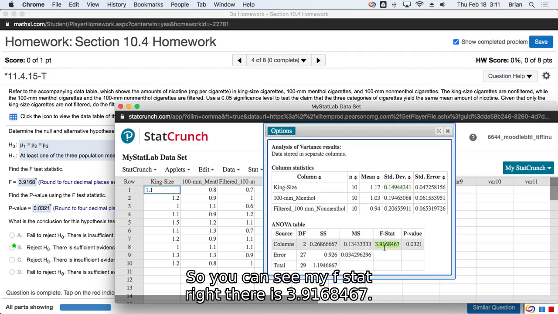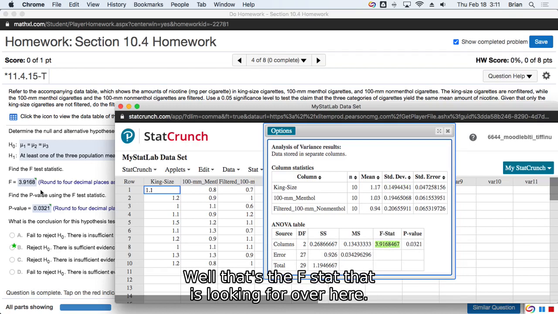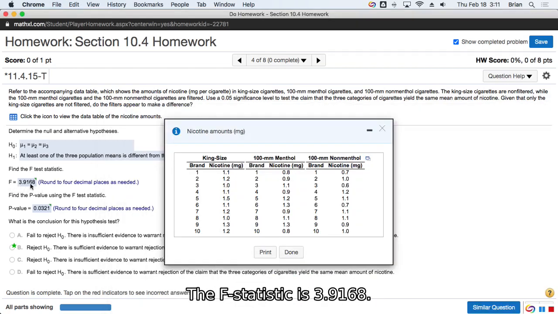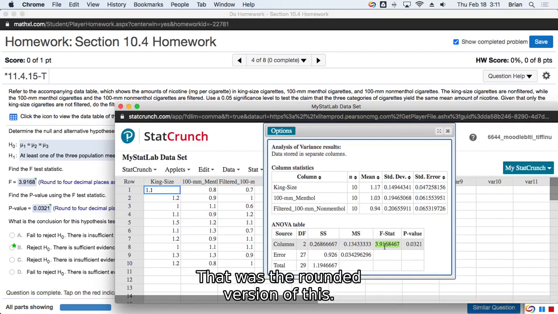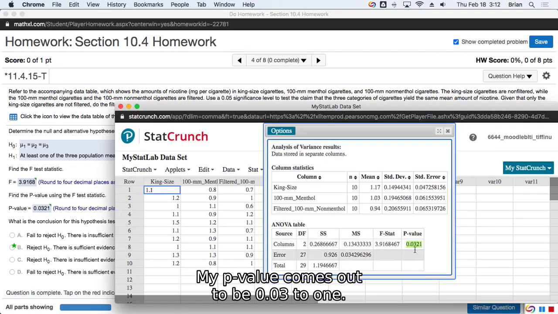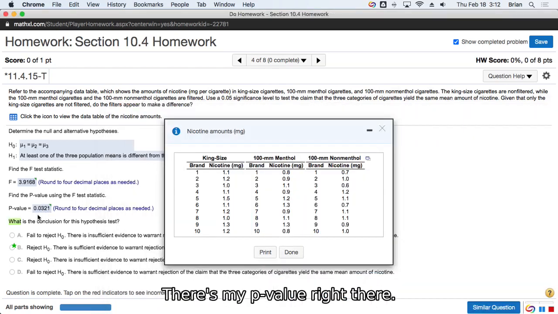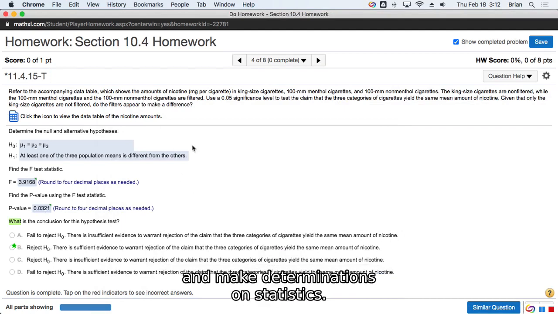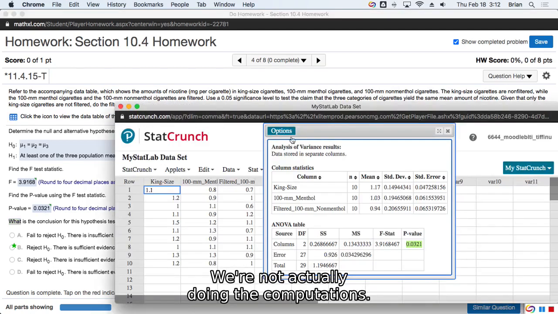So you can see my F stat right there is 3.9168467. Well, that's the F stat that it's looking for over here. The F statistic is 3.9168. That was the rounded version of this. My p-value comes out to be 0.0321. There's my p-value right there. Now, in this course, we're just worried about trying to turn around and make determinations on statistics. We're not actually doing the computations.